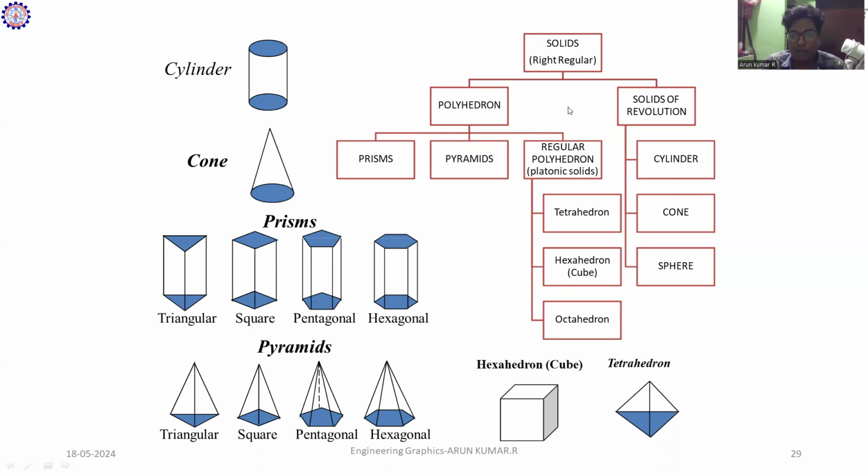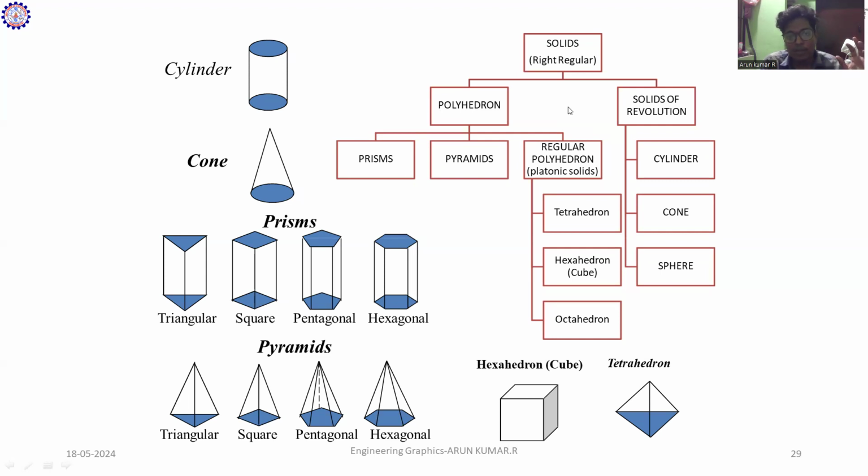Moving on to the third type of polyhedron, it is called a regular polyhedron, also called platonic solids. The regular polyhedron is further classified into tetrahedron, hexahedron, and octahedron. Then, coming to the right side, the solid of revolution is classified into cylinder, cone, and sphere.